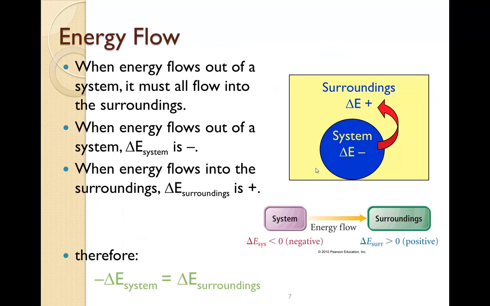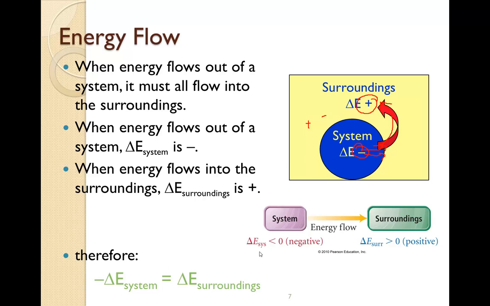So let's talk about this energy flow. When energy flows out of the system into the surroundings, the energy of the system itself is negative because it's flowing out. It's giving off energy. So the energy is less when it's done. When energy flows into the surroundings, then the surroundings is going to be positive because the energy is given to the surroundings from the system. So the energy in the outside actually increased.